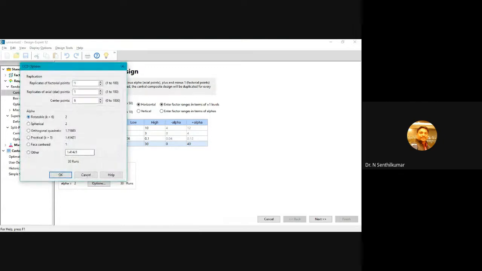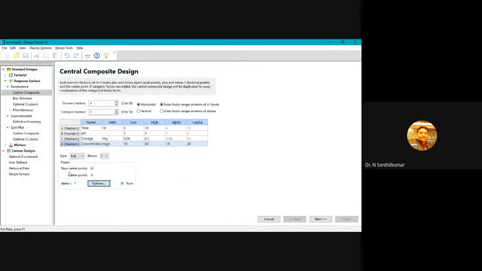Here you can see the rotatability. The rotatability is nothing but in which direction we are going to move towards the optimal condition, whether in a wide range or in a narrow range. It all depends upon our requirement. Now I am going towards face center, which is equal to 1. Now you can see the time, it is 6, 10. The minus alpha value is 6 and plus alpha value is 10. So whatever I have entered, if I select the alpha value as 1, that is face center, it will take it as it is.